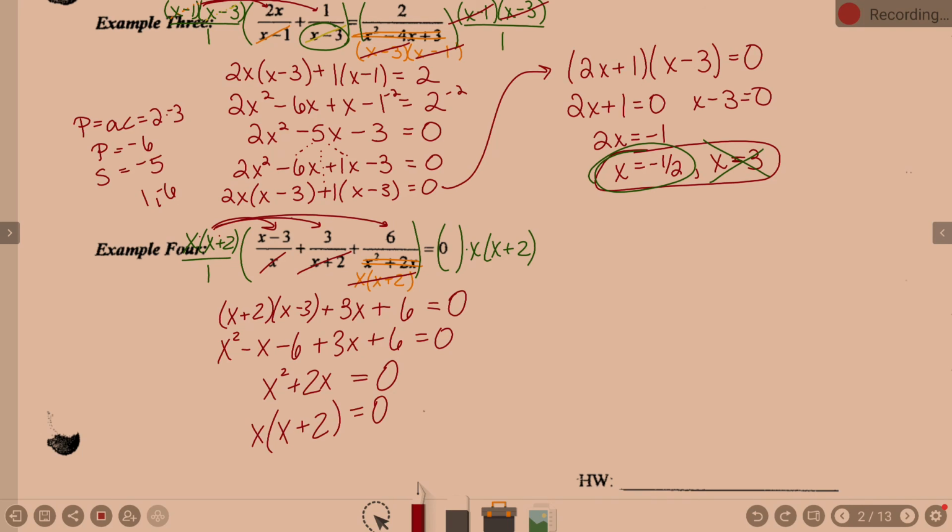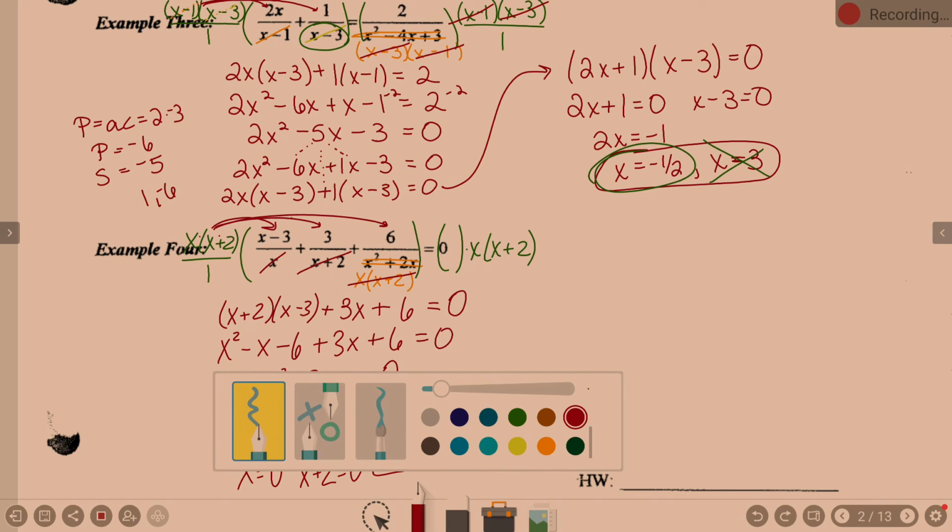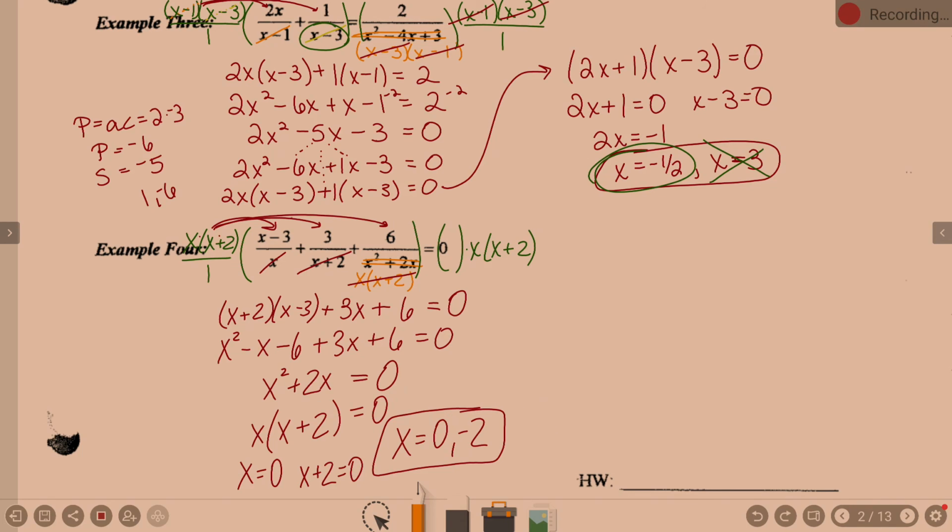Set each part equal to 0. So x equals 0. X plus 2 equals 0. And we get our solutions of 0 and negative 2. Neither of them work. We check our solutions. 0 doesn't work in the first fraction. Negative 2 doesn't work in the second fraction. What's my answer? Undefined? How about just no solution? I'm writing in no solution. This problem is applicable. It just has no solution.